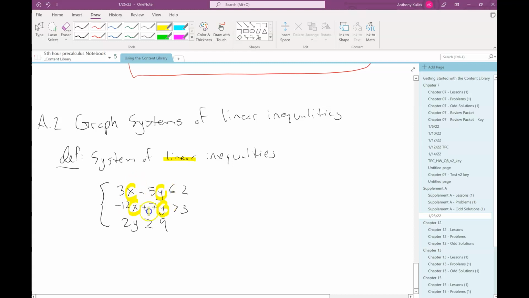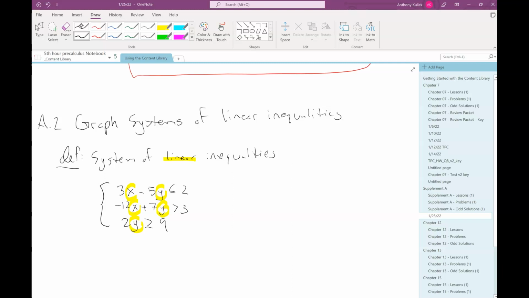So again, I'm looking at the variables, making sure their exponents are all 1, and that the only operations going on are that the variables are either adding or subtracting or multiplying to real numbers. Does that feel okay to you guys?